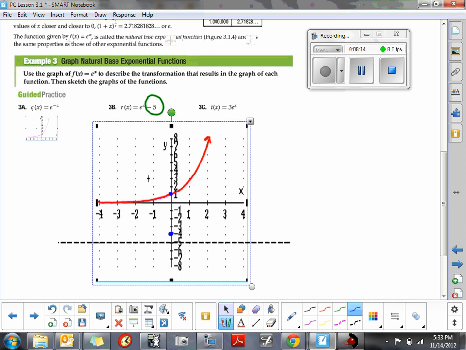So if I move 5 units downward, it's going to be at 0, -4, and now I can sketch that graph. This was at -1 1/3, so we move it down 5 units. It's going to be at -1, -4, and yeah, that's not as much fun to move as I thought it would be.